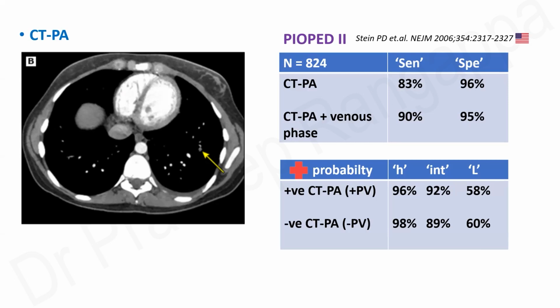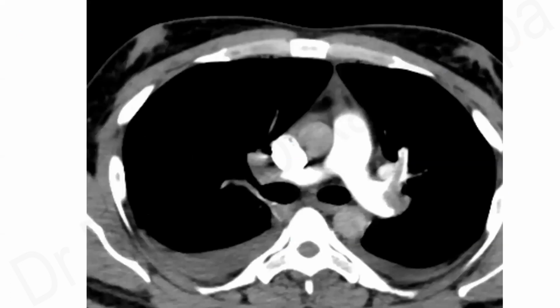CT also helps in identifying the clinical probability of PE, with a positive predictive value up to 96% and negative predictive value up to 98%. So all in all, this PIOPED 2 study, which came from the US group, was a landmark study which emphasizes the role of CT to pick up PE with good sensitivity, good specificity, and good positive predictive value. So these are some of the CTs from our own ICU, which show PE.